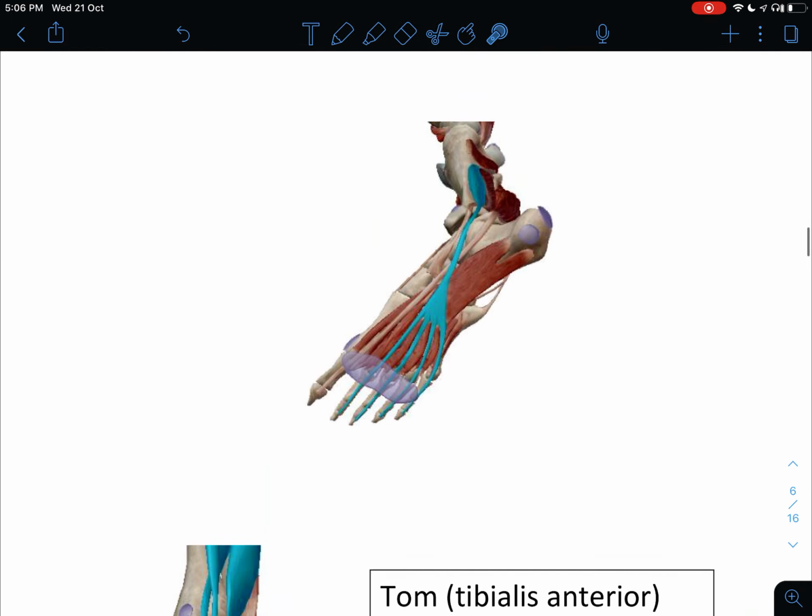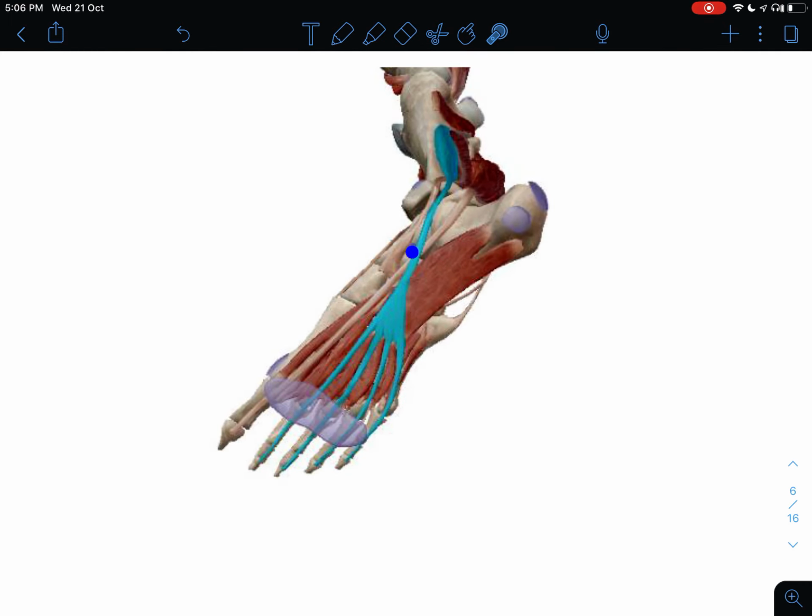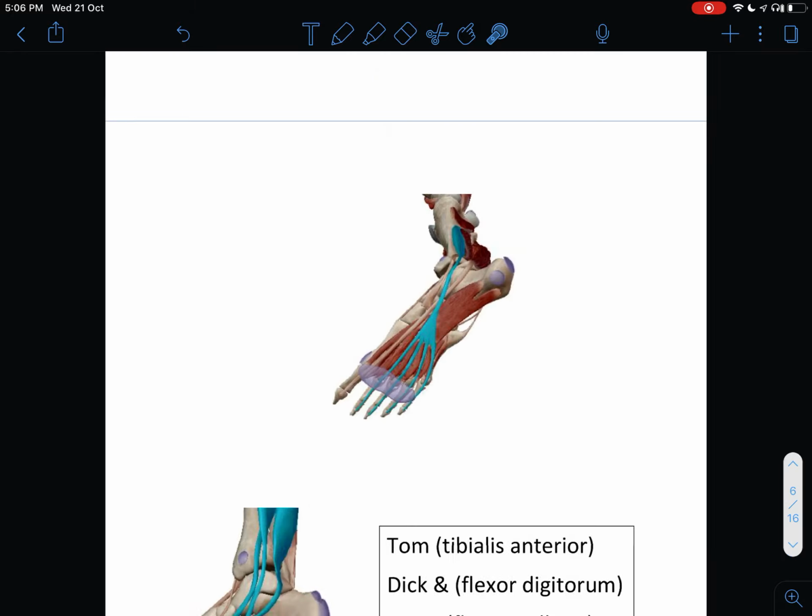And you can see here, you can guess what muscle this is. I'll give you 2 seconds. 1, 2. This is going to be our flexor digitorum longus, and you see it has the tendons going to digits 2, 3, 4, and 5. And then here we have our flexor hallucis longus.